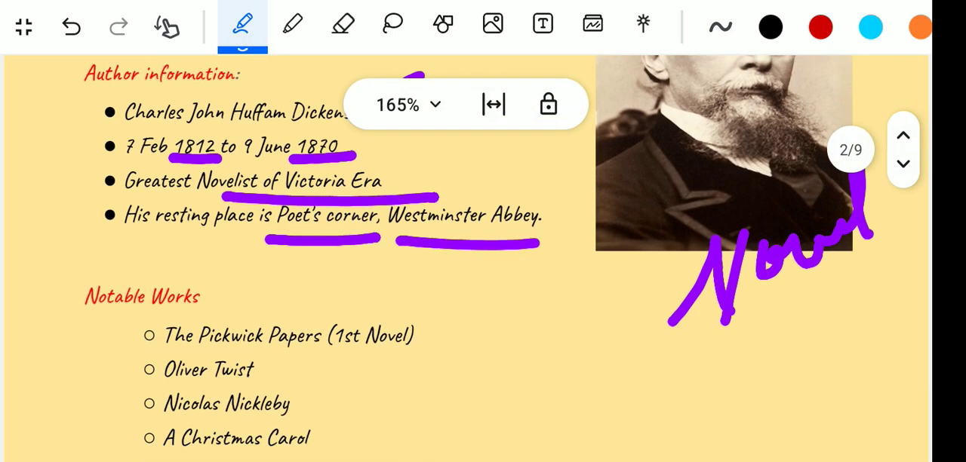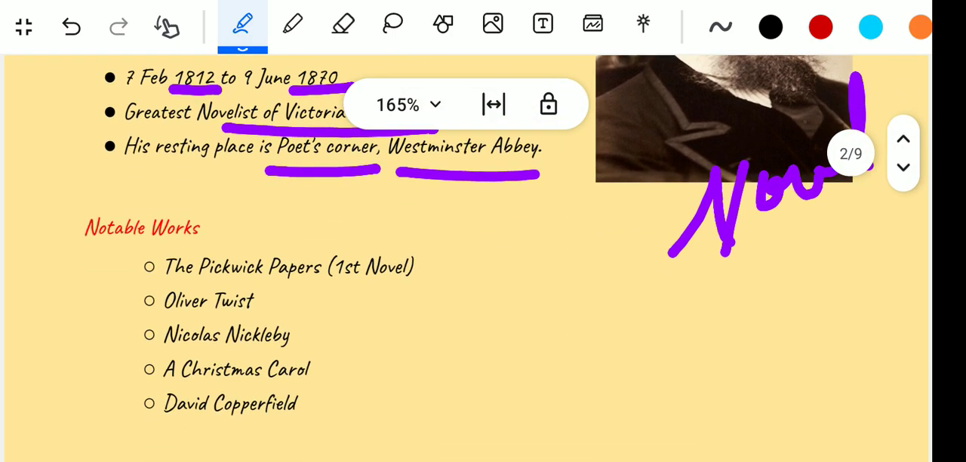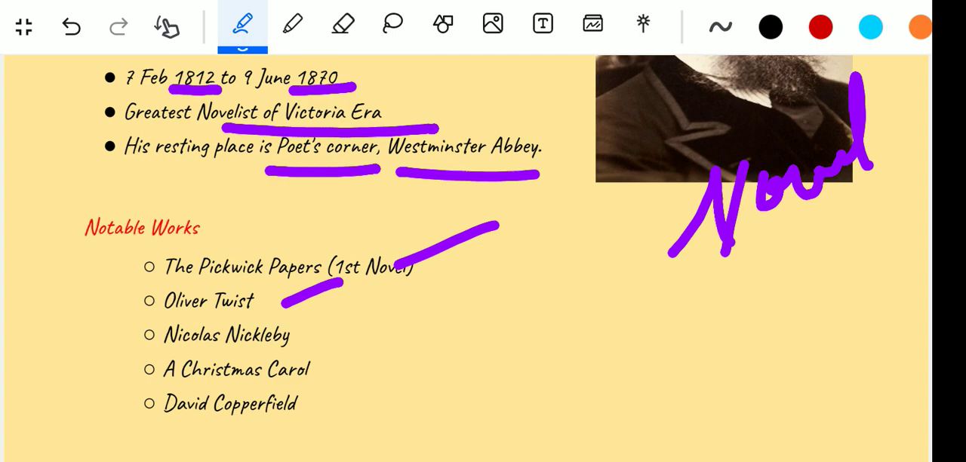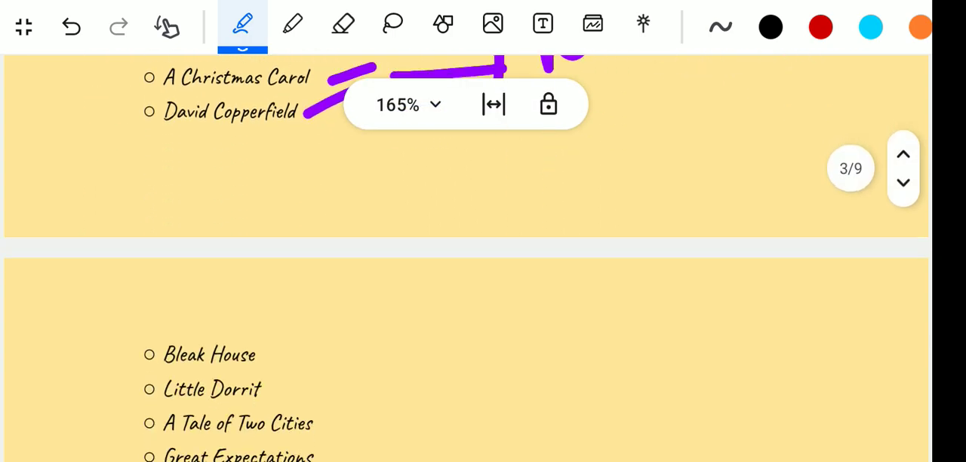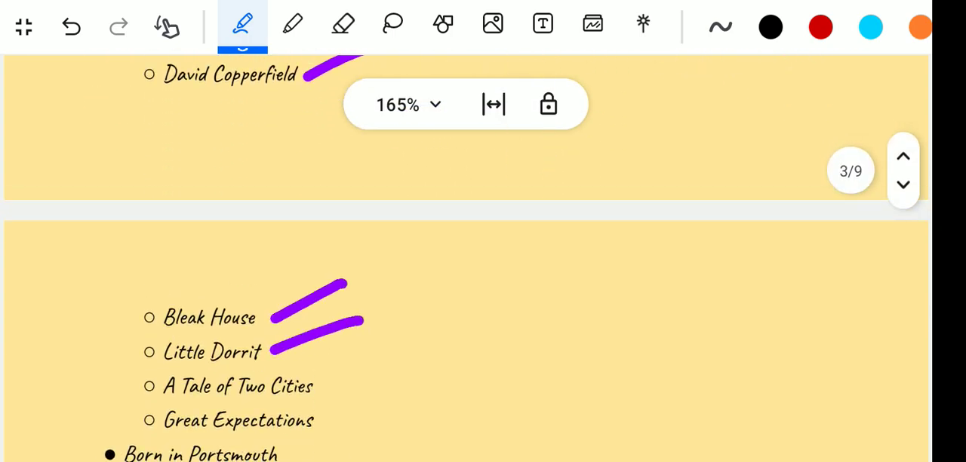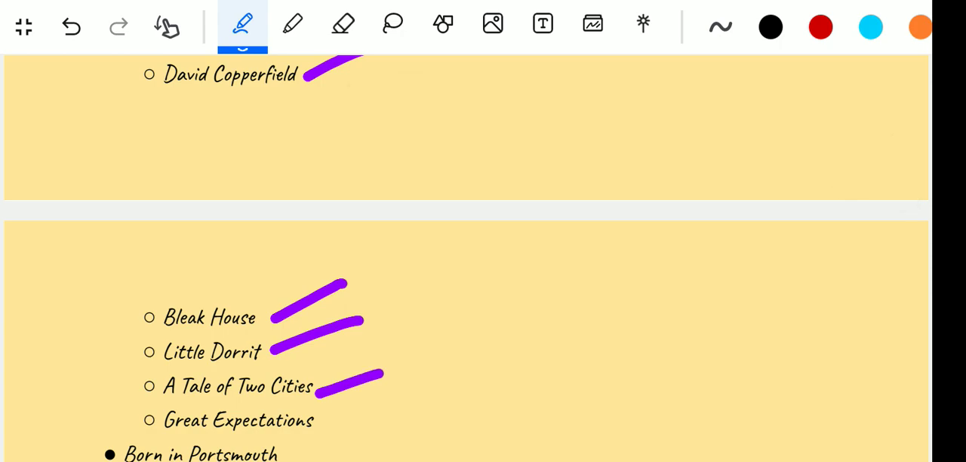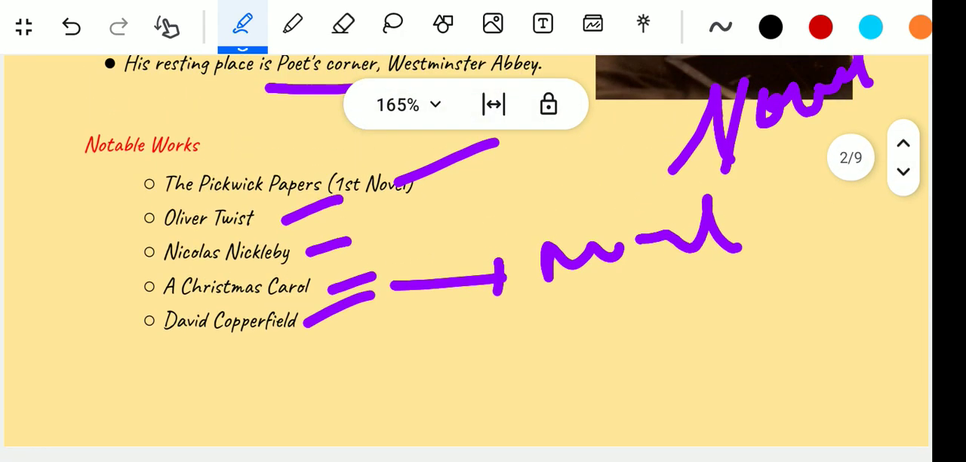He has written many beautiful works. Out of them, the Pickwick Papers, Oliver Twist, Nicholas Nickleby, and Christmas Carol. It is not a novel, it is a novella. There is a difference between novel and novella. A novel is larger than a novella; when compared to a novel, a novella is shorter. And David Copperfield, Bleak House, Little Dorrit, A Tale of Two Cities, Great Expectations are all his famous notable works.